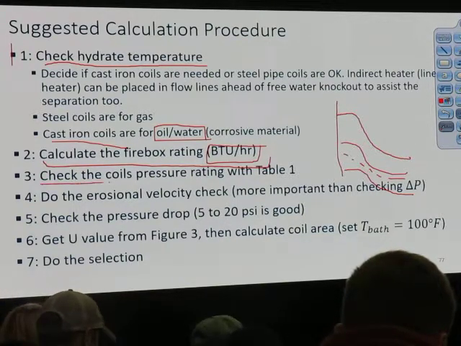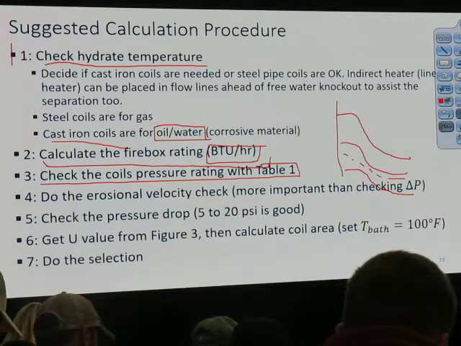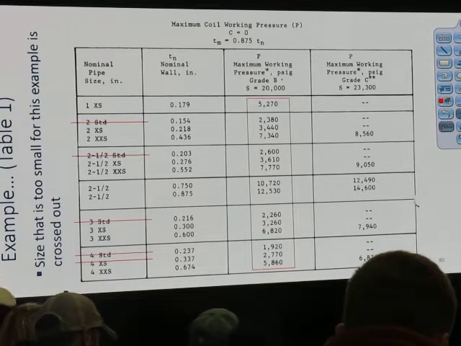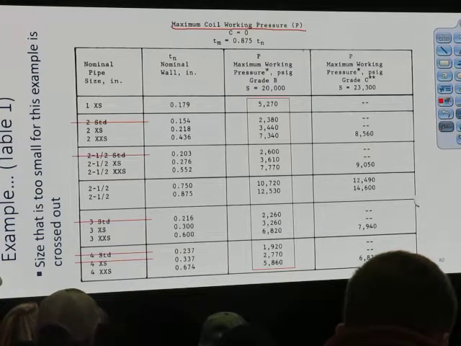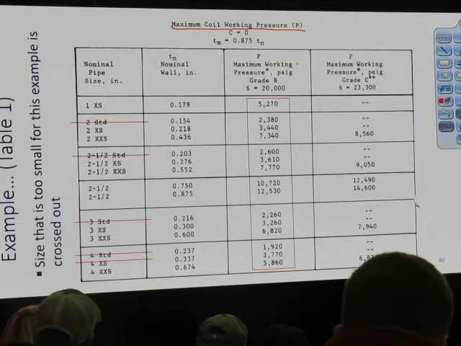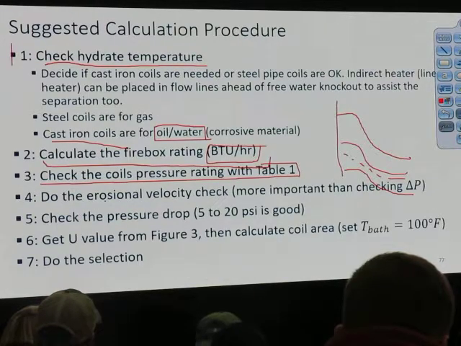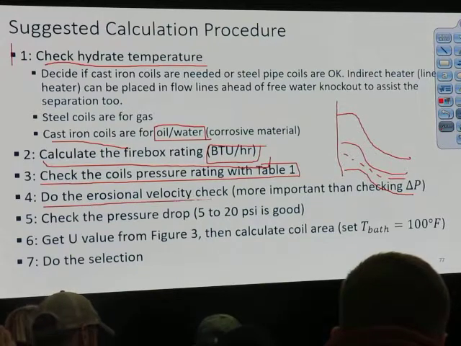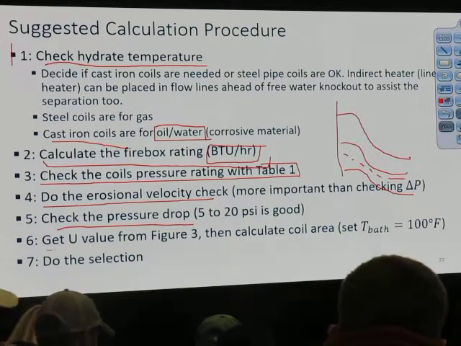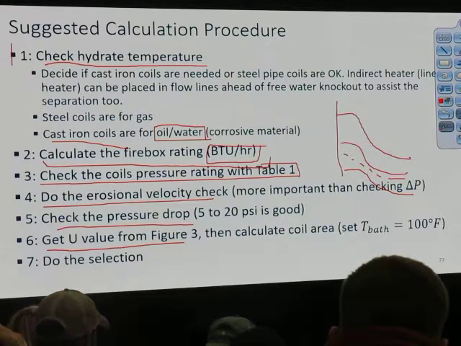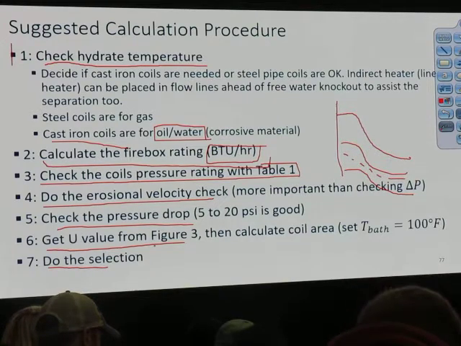Next, we check coil pressure rating. Coil pressure rating comes from Table 1, which we didn't talk about yet. It is this table. This is the maximum coil working pressure. This is also in the textbook. Basically, if it cannot withstand a shut-in pressure, we just don't use it. We'll talk more about that. After we check coil pressure rating, we check erosional velocity. And then we check pressure drop. And then later on we calculate the U value. The U value has to do with the coil length and the bath temperature. We will talk more about that through the example.